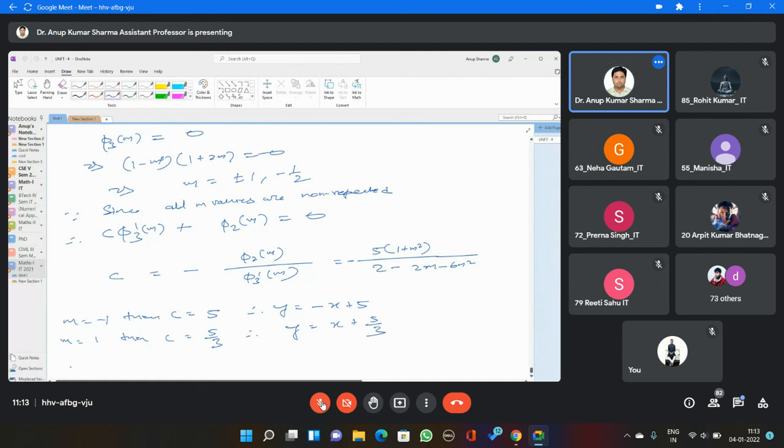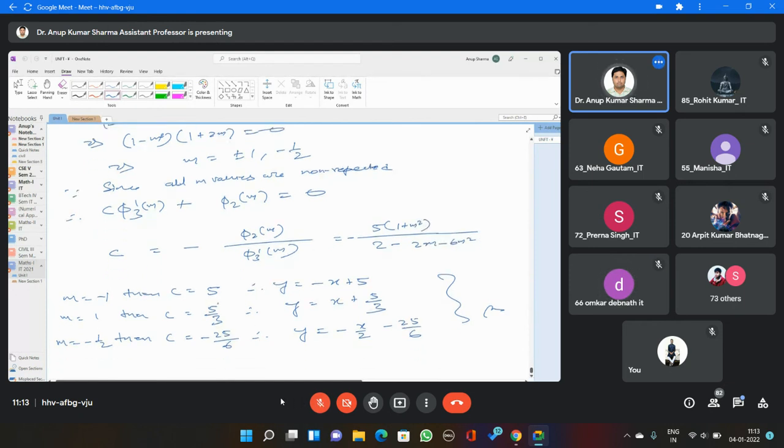Fine. m is equal to minus 5, then C is equal to minus 25 by 6. Therefore, Y is equal to minus X minus 25 by 6. So this is your answer. There are three asymptotes, and the equations of the asymptotes are like that.